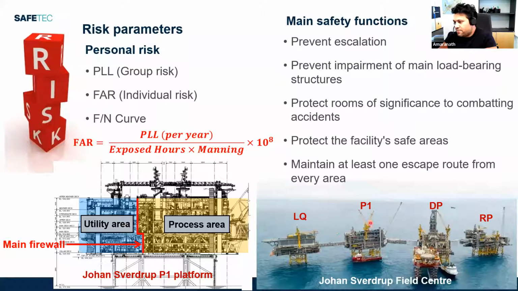And we have production platform P1. The production platform has separation and compression systems on the field center, and it is located approximately 100 meters from the LQ platform. So the strategy here is to prevent LQ from getting exposed to potential hydrocarbon leaks on the P1 platform. So we have 100 meters distance between the LQ and the P1 platform. And then we have a DP platform, or the drilling platform, to perform drilling operations and well intervention and well testing activities. And then we have RP platform, which is called riser platform.